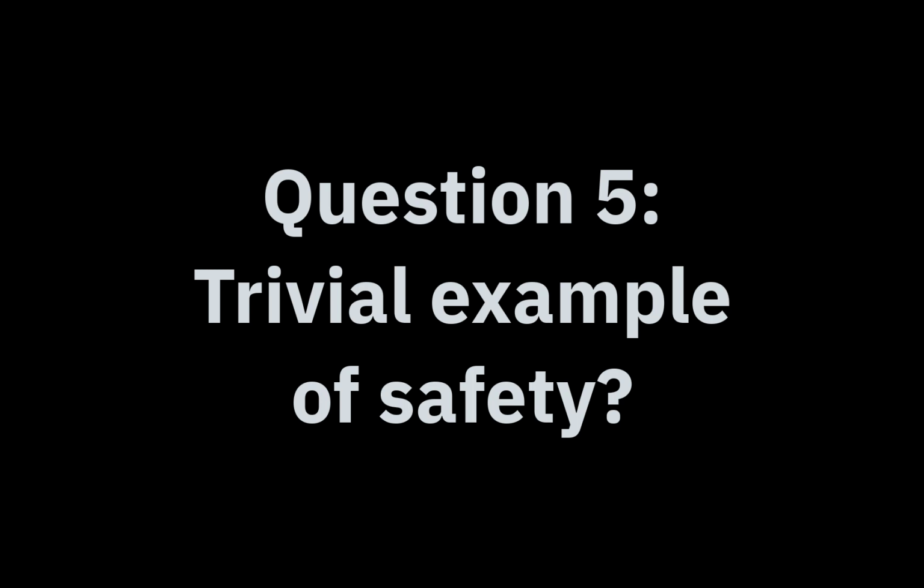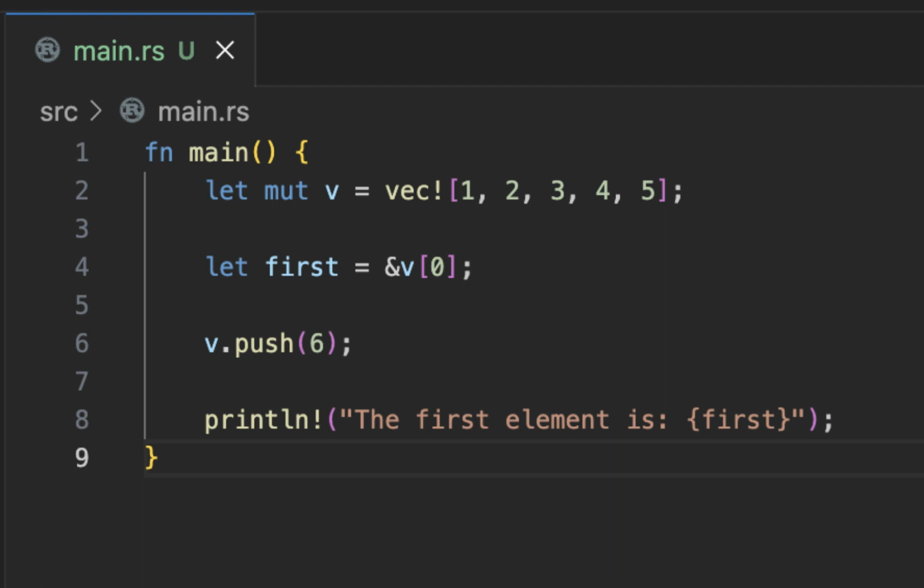In this video, I want to show you a simple example of what safety means in Rust. Obviously, in a short video, we're not going to see anything too complicated. The purpose here is just to motivate you to take a deeper dive into Rust. Here's an example from the Rust book. Let's go through it line by line.